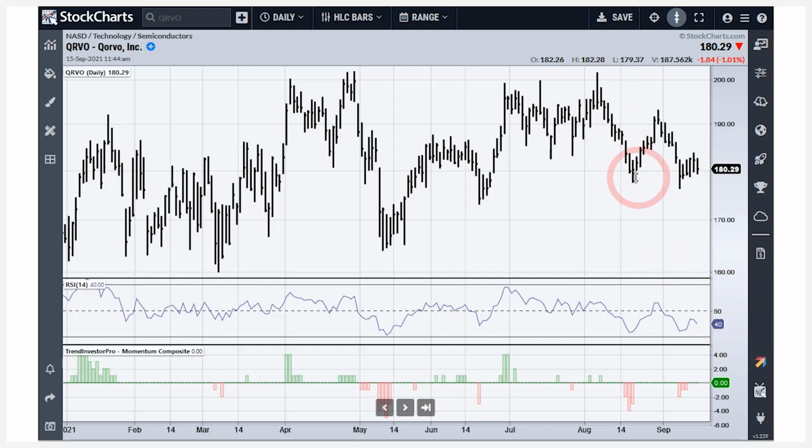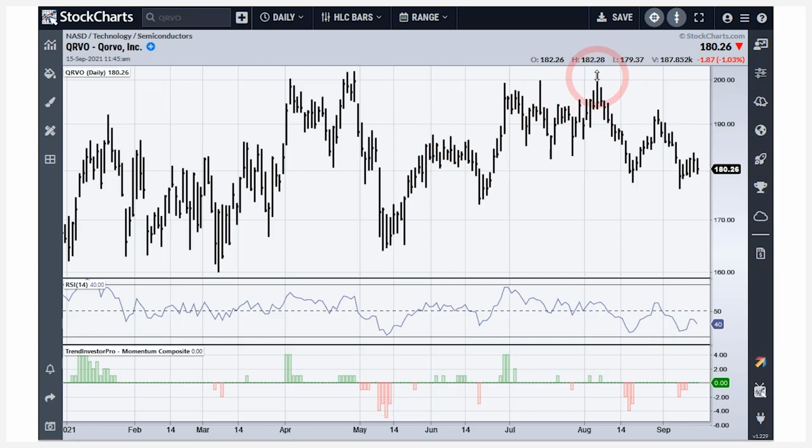So we get this pullback here, and we get the momentum composite to -4, -3. So that was pretty good. I'll put the pointer back on so you can see exactly. So there we are at -4, and we get a bounce. And here we move down. We get to -2, but we're stalling a little bit. And RSI is in that 40 to 50 zone, so it's mildly oversold. But I'm still interested in this.